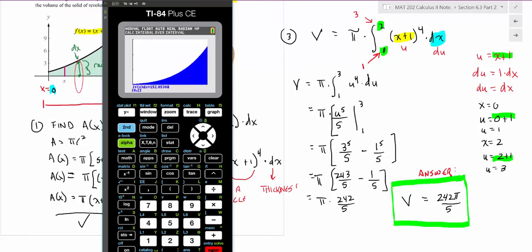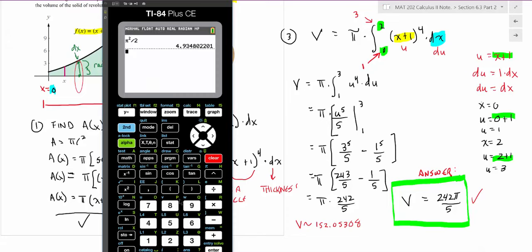Okay, so what we end up having on this now is about 152.05. So I'm going to just sort of write this down. So the volume is about, in decimals, 152.05308. So if I was to take this answer, just clear this on a clear screen and just go 242 times pi over 5, and then I can do the drum roll and see if it's right. Okay, look at that, we're right.